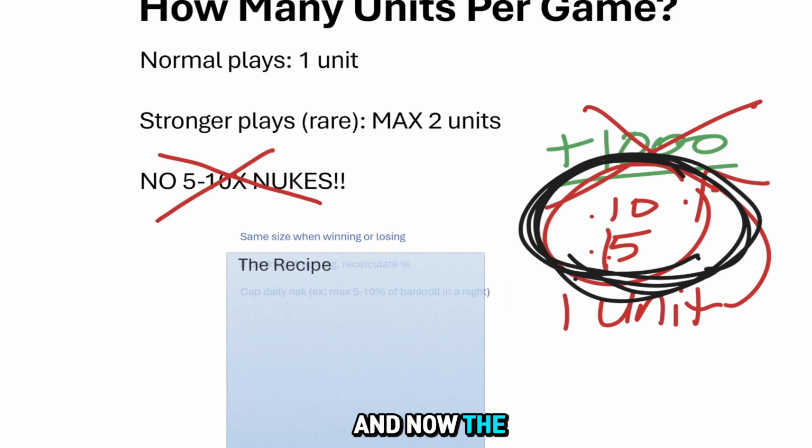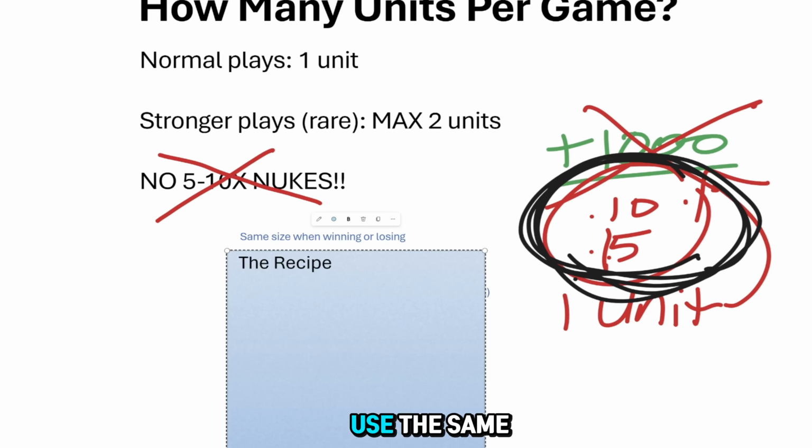And now the recipe to make this all work, we want to use the same size whether we're winning or losing. We don't want to adjust our unit size. So let's say we lose a play and then you try to do a 2-unit play next that same night just to make up for a loss. We don't do that. We stick to the same size whether winning or losing.